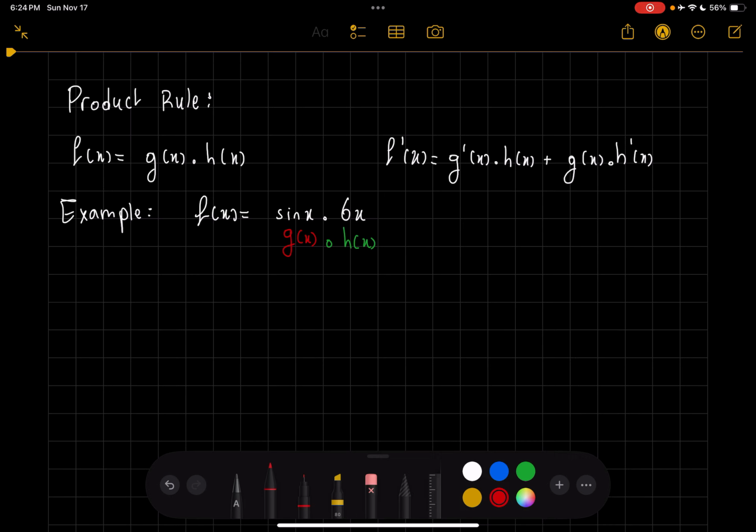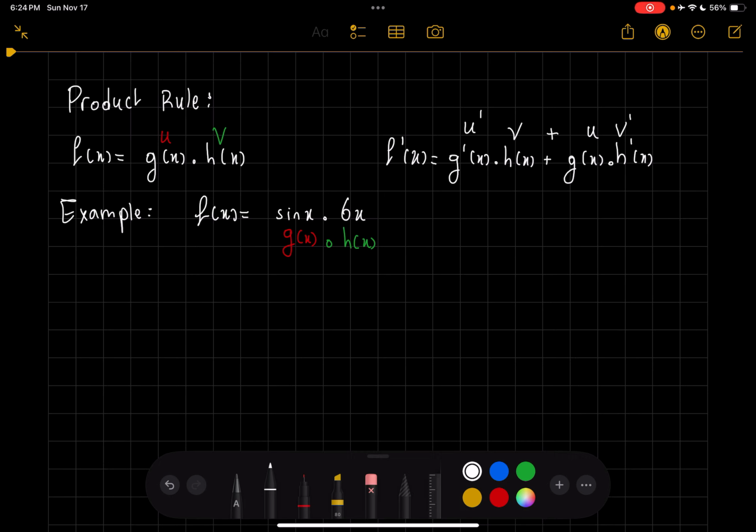Now, usually in a lot of books and a lot of calculus lessons, they don't give you g of x multiplied by h of x. They basically tell you that this is u and this is v. So now the rule becomes u prime v plus u v prime.